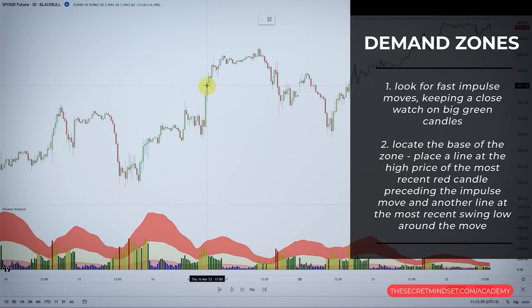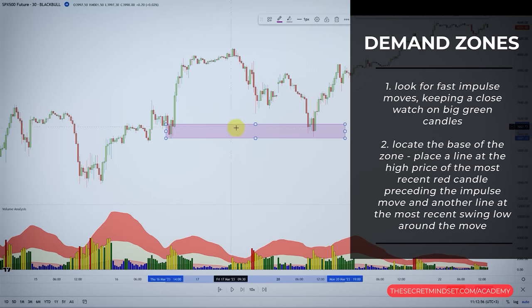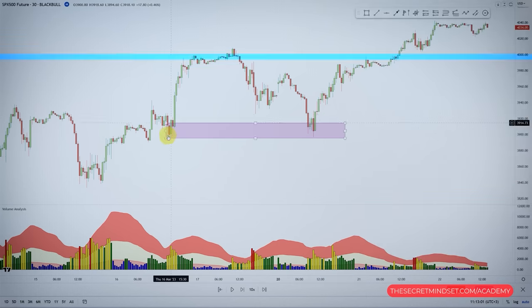These candles should have long bodies and minimal wicks. Once an impulse move is identified, you need to locate the base of the zone. Place a line at the high price of the most recent red candle preceding the impulse move, and another line at the most recent swing low formed at the source of the move.